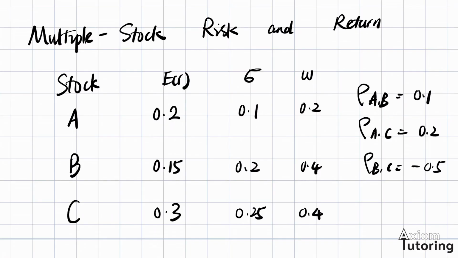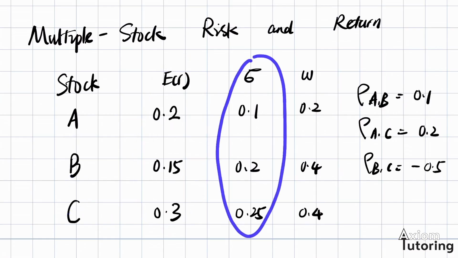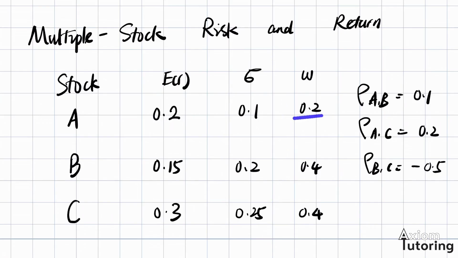Suppose I have stocks A, B, and C with different expected returns here and different risks. And the weights are 20%, 40%, and 40% for the 3 different stocks. So the tricky part is I need 3 different correlation coefficients here. Why? Because if we have to pair the 3 stocks, I would end up with 3 different pairs.